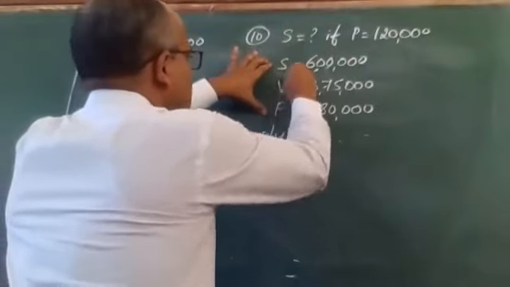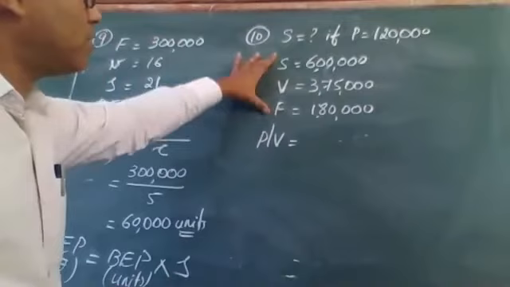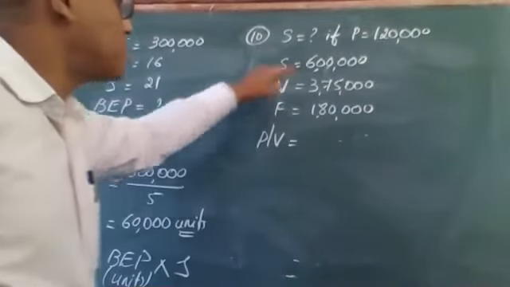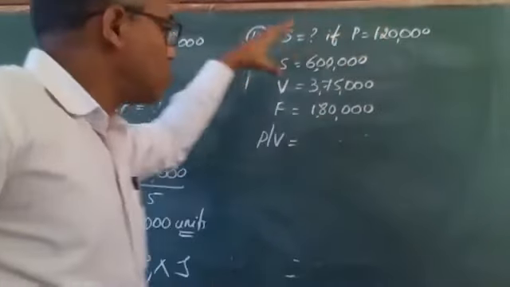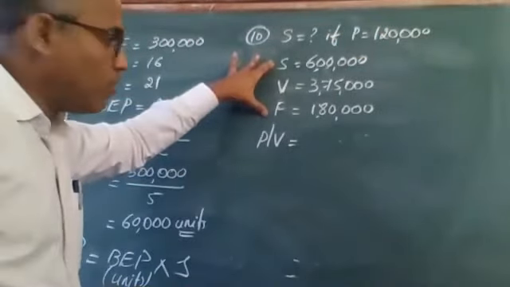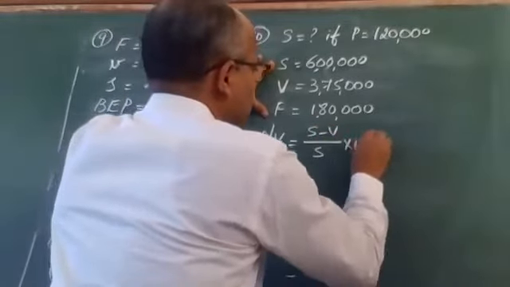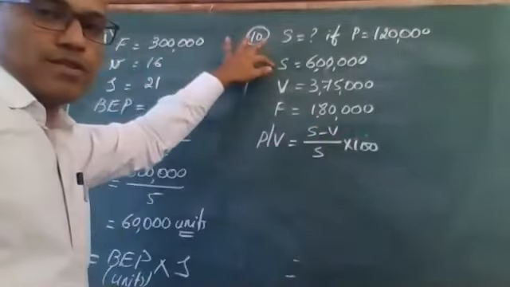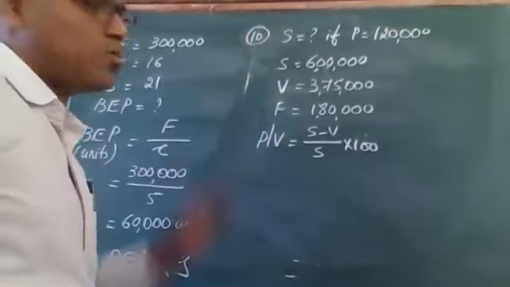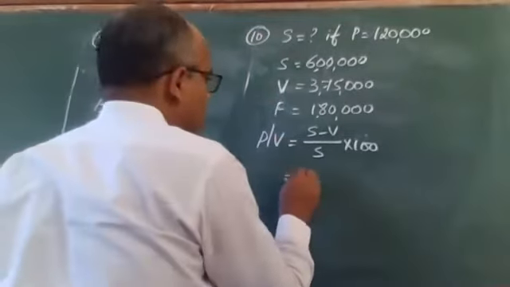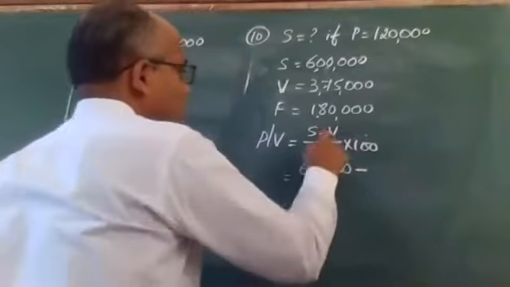Which formula should I use? S minus V by S into 100, or F plus P? People should not say, sir, F plus P, profit is there. No, that is actually part of the question. So you will take only this information. What formula do you use? S minus V by S into 100. Do you know sales? Yes. Do you know variable cost? Yes. Apply these two, find out the PV ratio. What is the formula here? 6 lakhs minus variable cost.